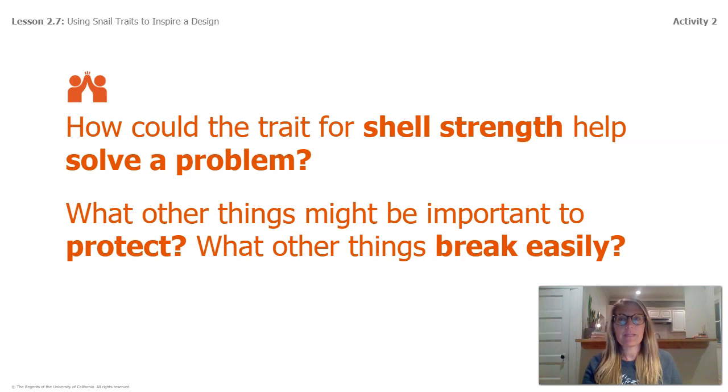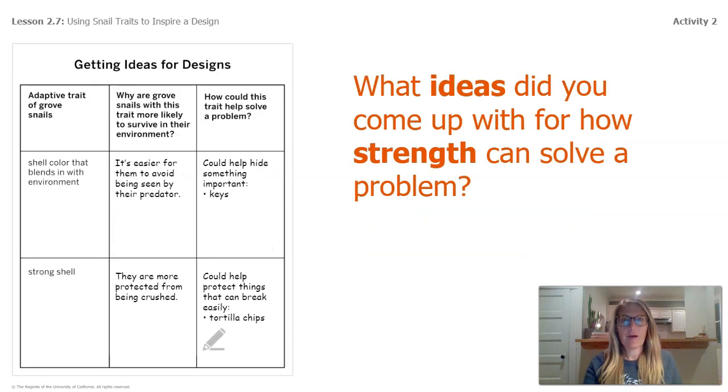Now that's just one example. But I want you to spend some time now thinking, how could the trait for shell strength help solve a problem? What other things might be important to protect? So what are things that break easily that you might want to protect that we could design to help those things or to protect those things? Remember to think creatively and come up with ideas that are different than the ones that I showed you. So pause here and record all the ideas you have.